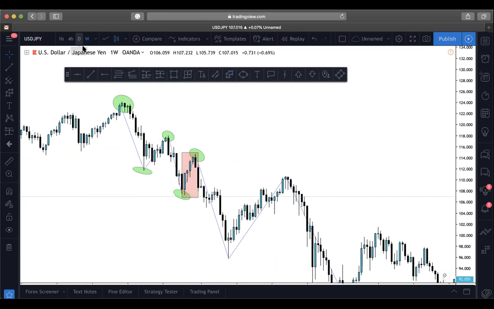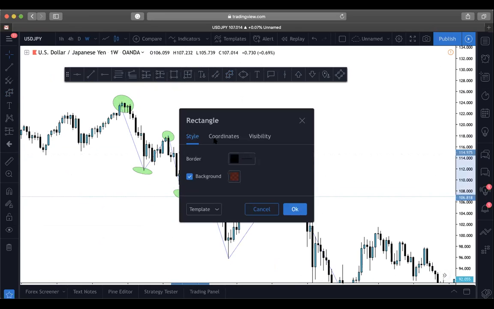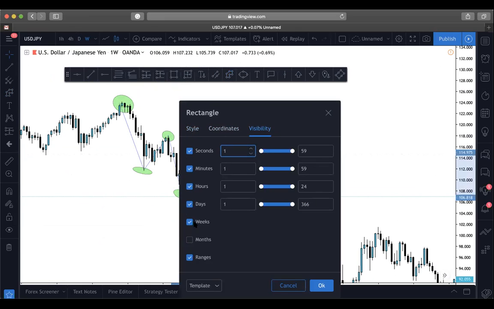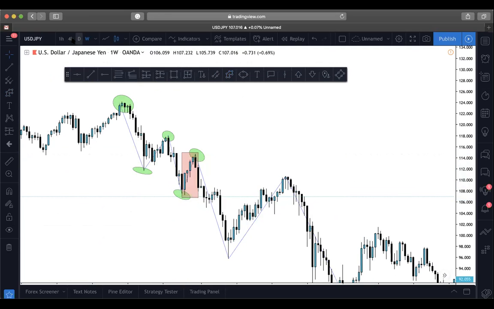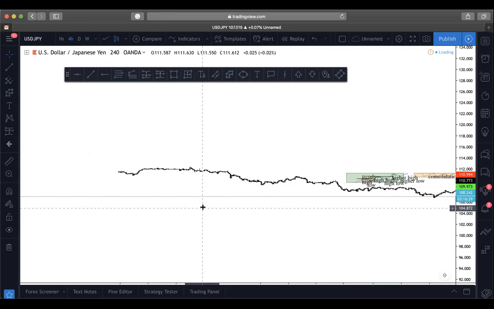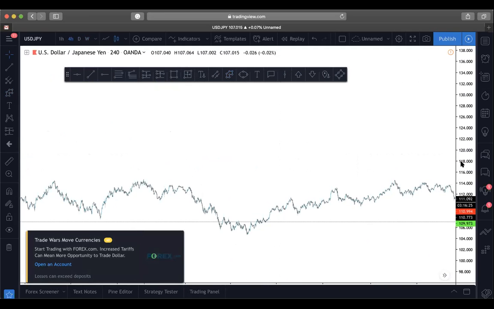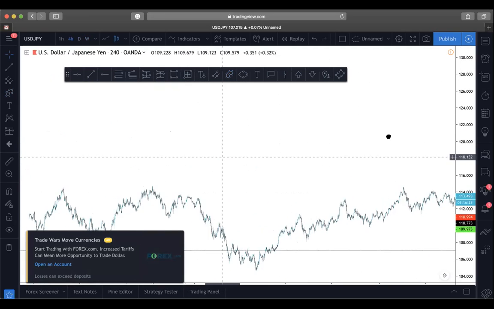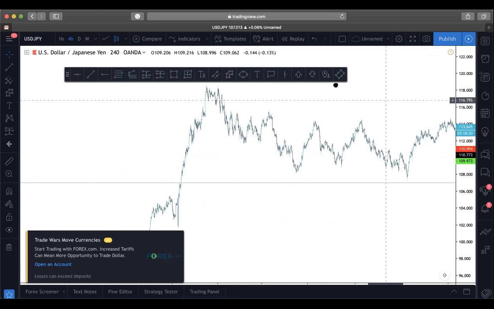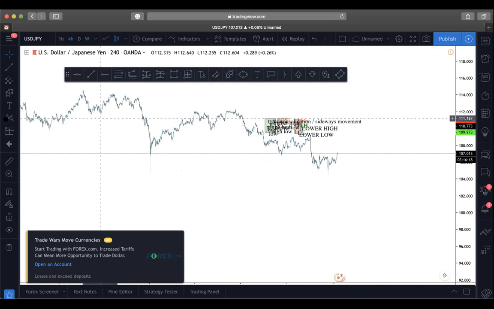Now, if we hop up, make sure it's visible on 1 hour. Okay. So if we hop on down to the 4 hour, for example, right? And we go to that area where we highlighted.